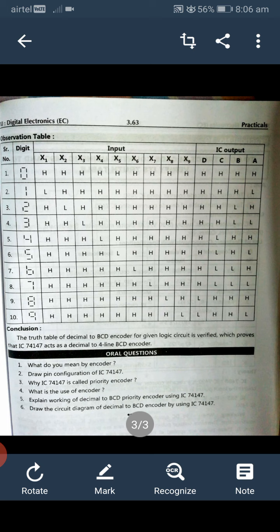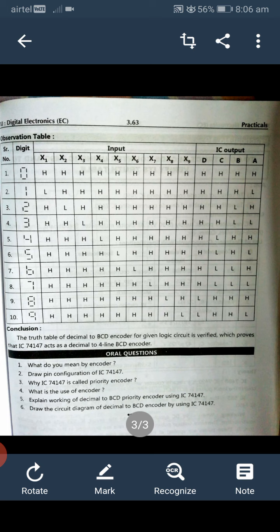Conclusion of the encoder circuit: the truth table of decimal to BCD is verified. BCD means binary coded decimal number. The truth table of the decimal to BCD encoder for the given logic circuit is verified, which proves that IC 74147 acts as a decimal to 4-line BCD encoder.